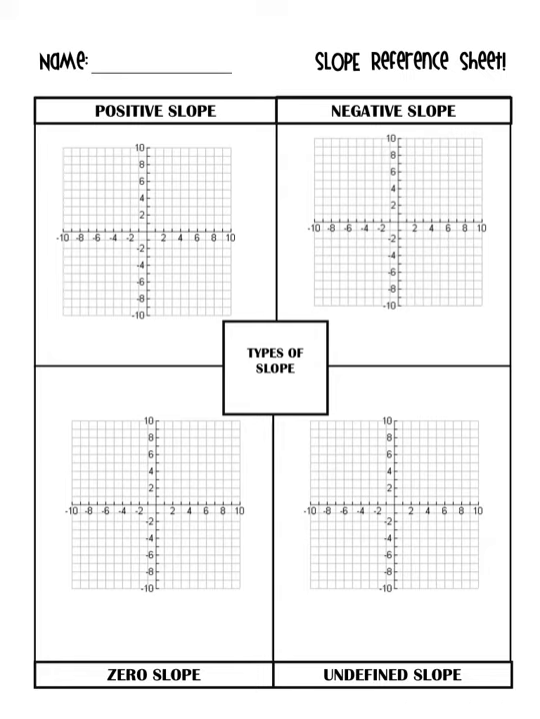Hi. For the first part of this presentation, we're going to be going over the different types of slopes. And as you can see on the first part of your worksheet here, there are 4 different types of slope. There's positive slope, negative slope, zero slope, and undefined slope.